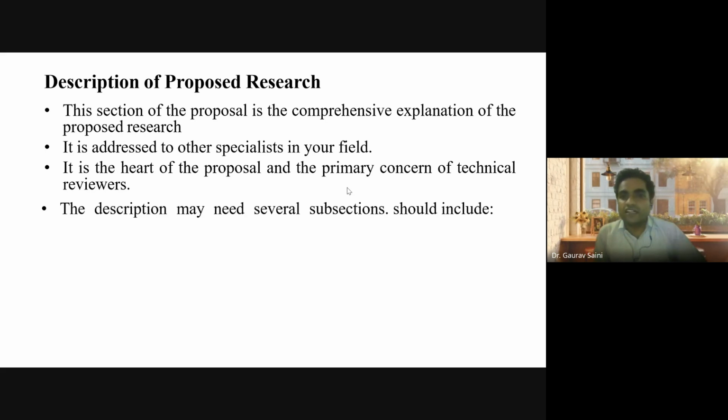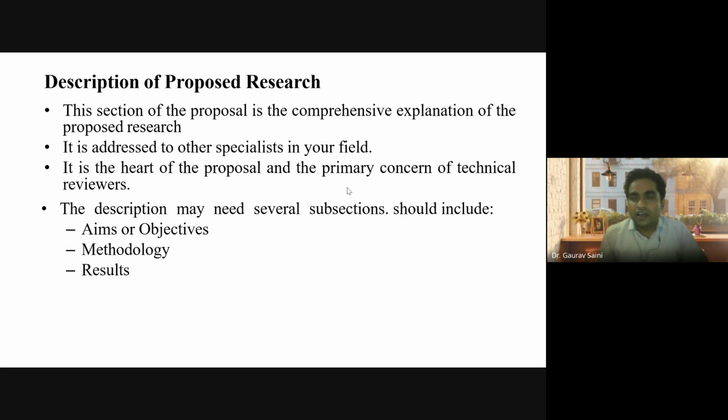The description may need several subsections. It should include the aim or objectives, the methodology, because how you will approach and achieve those objectives has to be covered, and what the results may be. Sometimes you may have started working on it in your laboratory, so some of the results may be presented here. A conclusions part should also be there, conclusions that may come after the completion of the project, or some results that you already have. The conclusion section may say that we have achieved this much, and we will try to achieve those conclusions in the future if the project is granted.